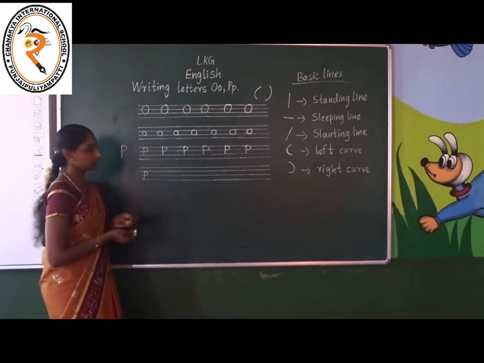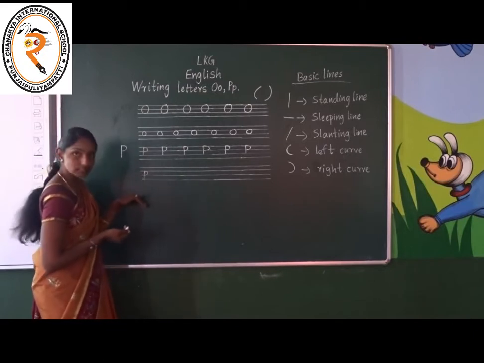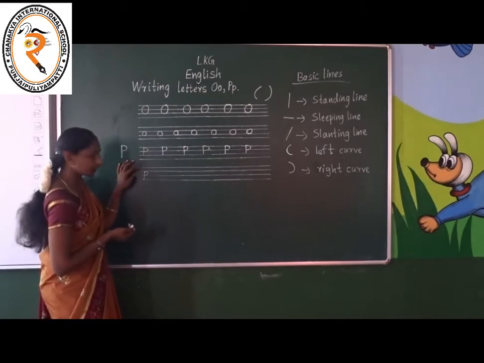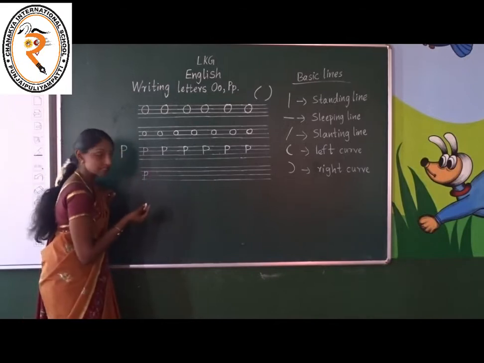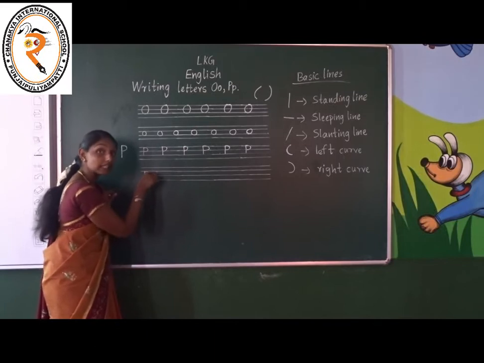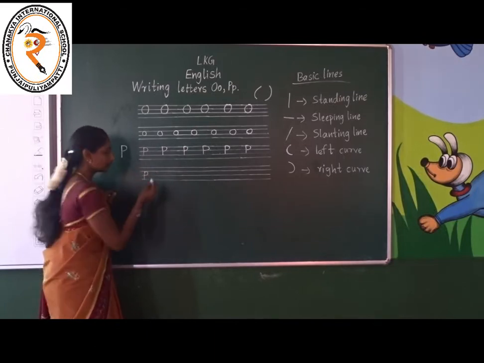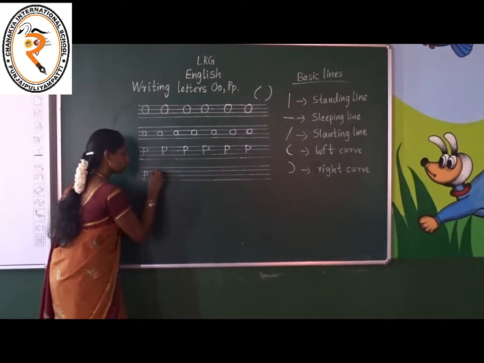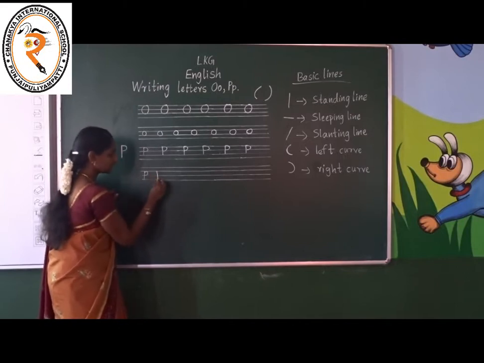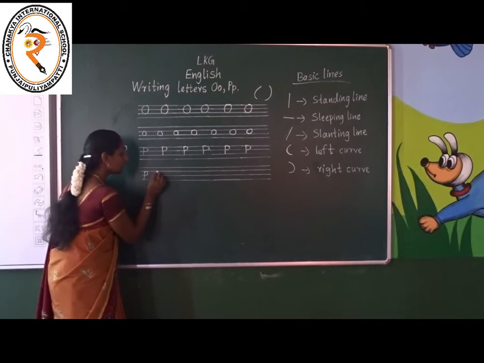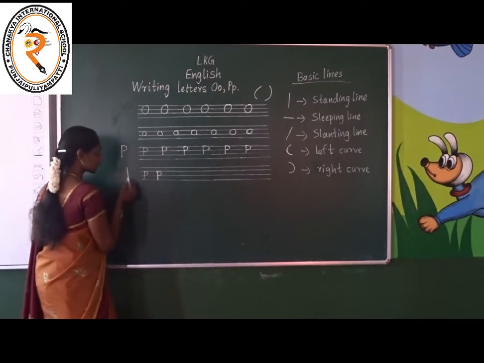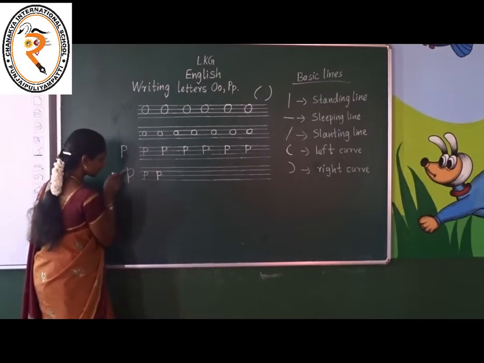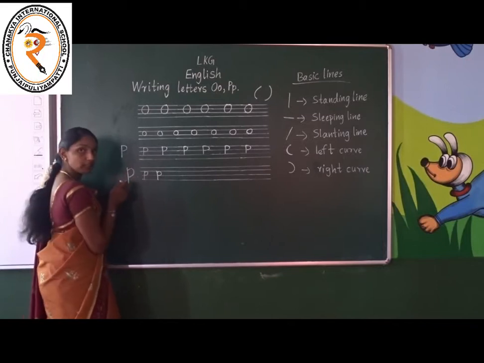This is also very easy. We have to use the last 3 lines. Okay. Don't start from the first line. For small p, where do we start? We have to start from the 2nd line. Please remember these points, children. Okay. For small p, start from the 2nd line and put a standing line and a small right curve from here. Okay. Have you all noted? Standing line and leave some space and start from here and put a right curve.